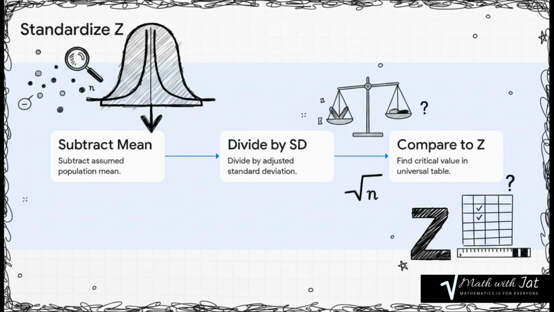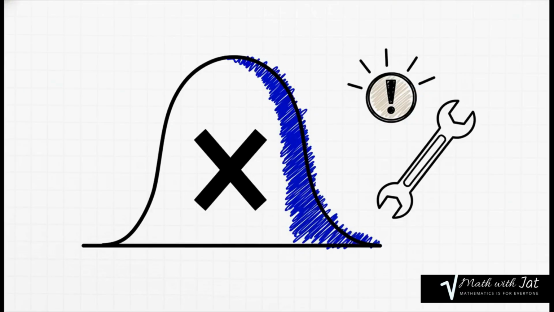Step 1, we take our sample mean and subtract the assumed population mean. Step 2, we divide that by our adjusted standard deviation, which, remember, is sigma divided by the square root of our sample size n. Step 3, we compare this shiny new standardized Z value against a universal percentage points table. It's basically a mathematical translation matrix. When we run those numbers for the machine bolts in reverse to find the actual physical diameter limits, we find that the upper critical boundary is exactly 0.585 centimeters.